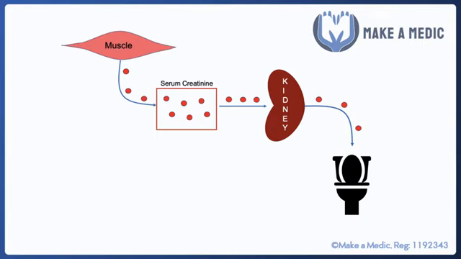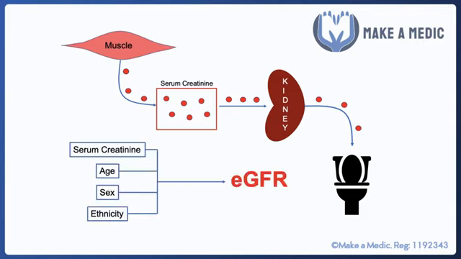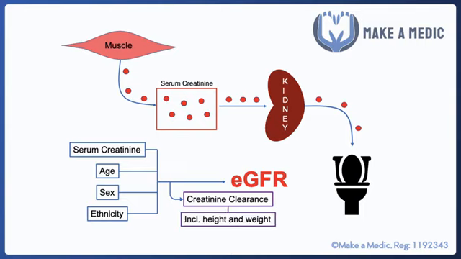Given that there are a few other factors that contribute to creatinine concentration aside from just kidney function, there are a number of different formulae and calculations that can be done to estimate the glomerular filtration rate based on the serum creatinine and a few other factors. So it can be taken into account alongside the age, sex and ethnicity of a patient to determine the estimated glomerular filtration rate. There is also another calculation which is referred to as creatinine clearance, which also includes the height and weight of the patient, and that's used as a surrogate marker for how much muscle mass they are likely to have.